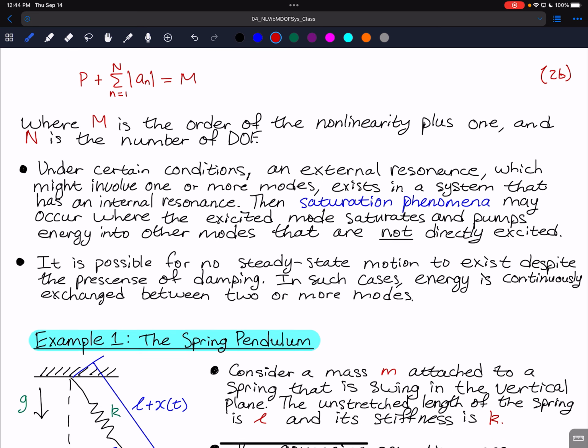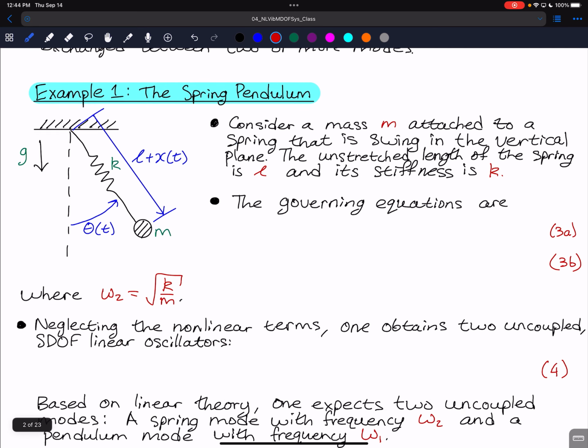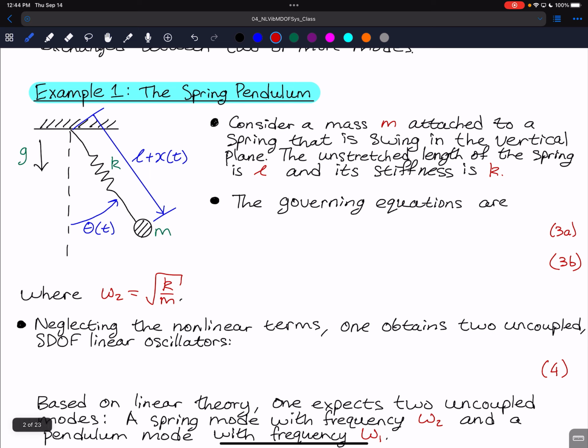All right, we're going to take a look at an example of a nonlinear multi-degree of freedom system. In this case, we're going to consider a spring pendulum. It's just your basic pendulum, but instead of having a wire or a rod, we now have a spring. We consider it with a mass of m, and we're assuming that it swings only in the vertical plane, so it's constrained to swing in that plane. The unstretched length of the spring is L, and the spring has a stiffness of k.